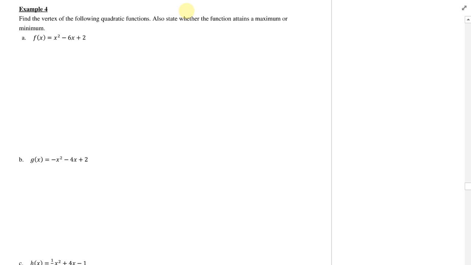So here is my first example. I will walk you through this one and then I'll have you do the other two. So first things first, you need to determine what is your A and what is your B. Pause the video, hit play when you're ready. So my A here is 1 and my B here is -6.